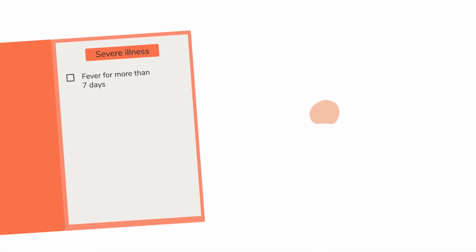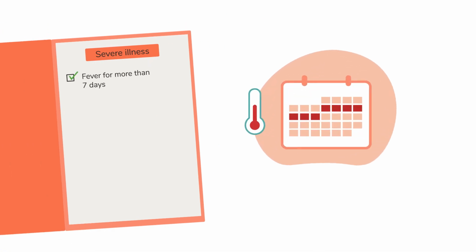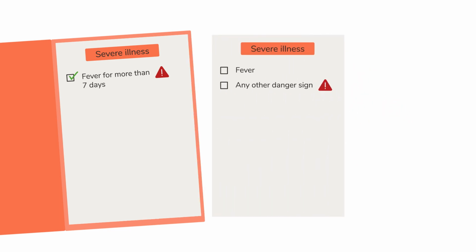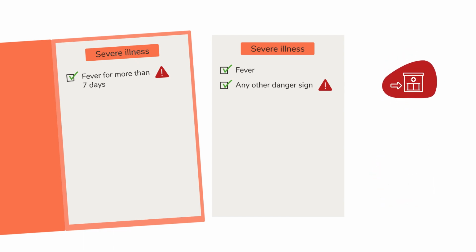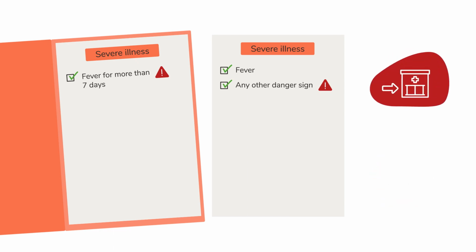Finally, let's look at when a fever indicates a severe illness. If the child has had a fever for more than 7 days, this is a danger sign and indicates a severe illness. If the child has a fever and any other danger sign, they are also very sick. For both of these, you need to refer the child urgently to a health facility. Do not delay by doing an MRDT.